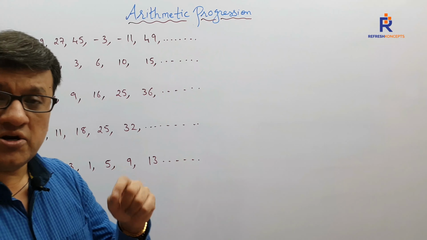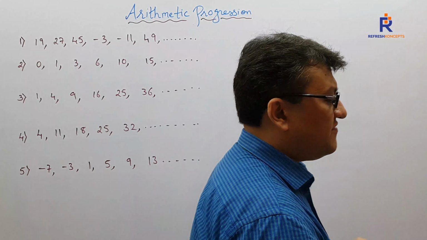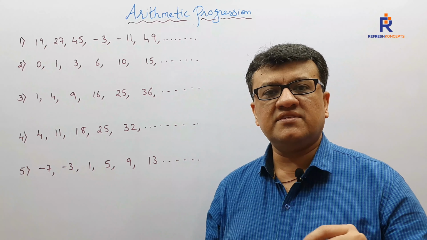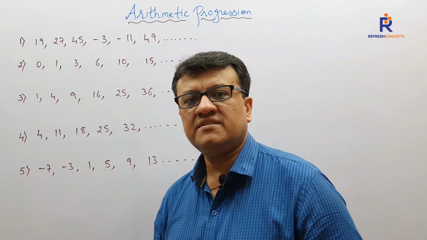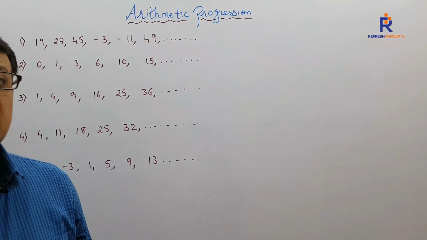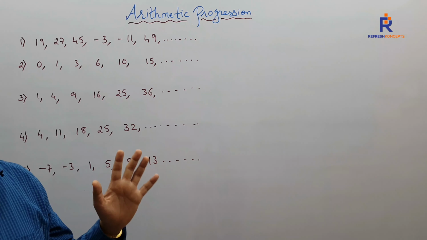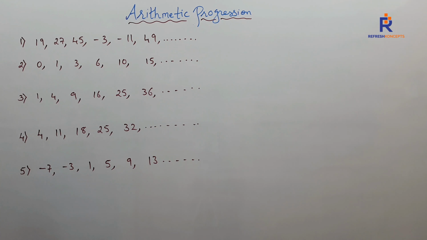In order to learn arithmetic progression, I feel that one should first learn sequence, and after understanding sequence, AP becomes very, very easy. So let's start by understanding what a sequence is, and thereafter what an AP is, right? I've written down some numbers over here. There are five lists of numbers that I have displayed.